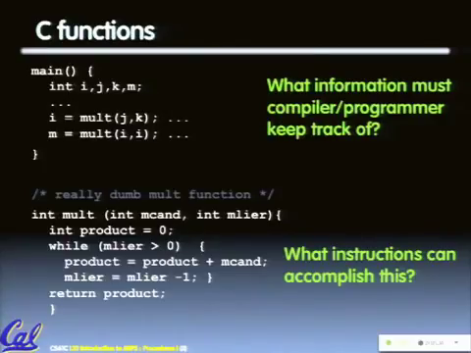So i equals j times k, and then m equals i times i. Simple little code. But what has to be kept track of? Let's think about this. What makes this strange and hard moving to MIPS?